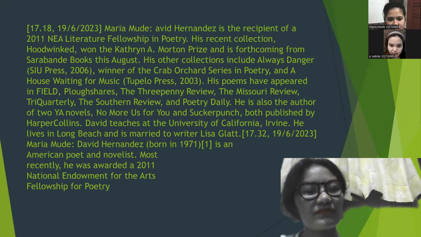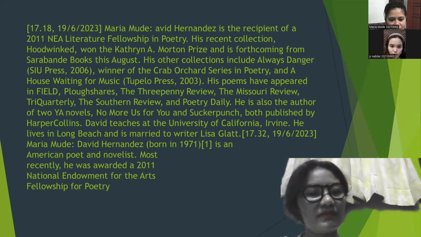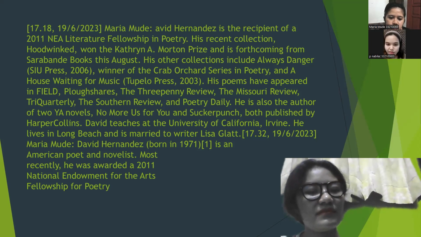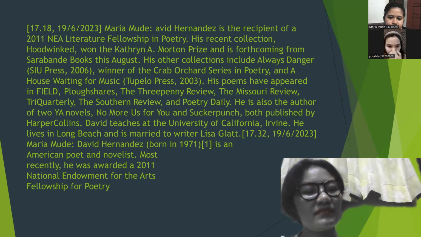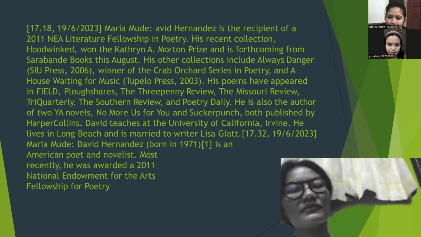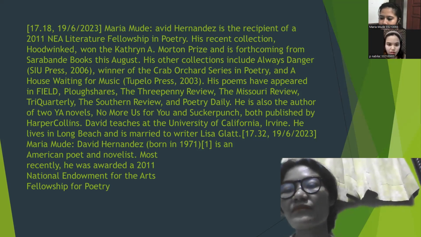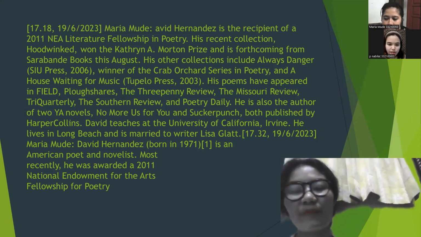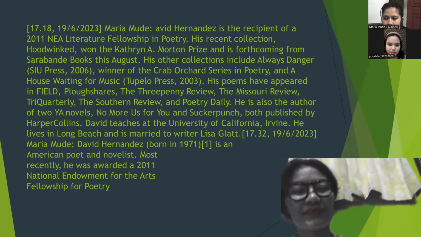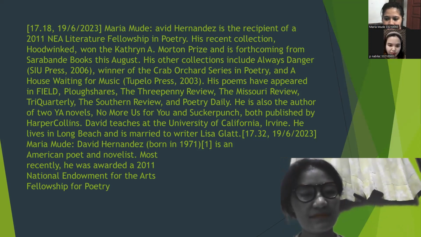His other collections include Always Danger, Southern Illinois University Press, 2006, winner of the Crab Orchard Series in Poetry, and A House Waiting for Music, Tupelo Press, 2003. His poems have appeared in Ploughshares, the Threepenny Review, the Missouri Review, Tin House Quarterly, the Southern Review, and Poetry Daily. He is also the author of two YA novels, No More Use for a Name and Suckerpunch, both published by HarperCollins. David teaches at the University of California, Irvine. He lives in Long Beach and is married to writer Lisa Glatt.